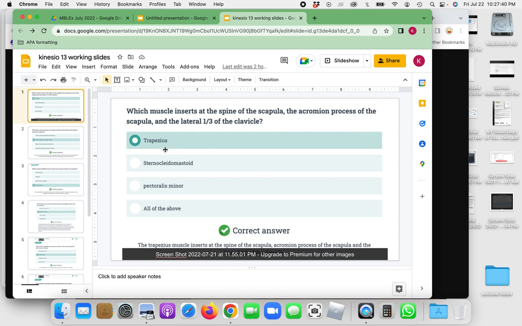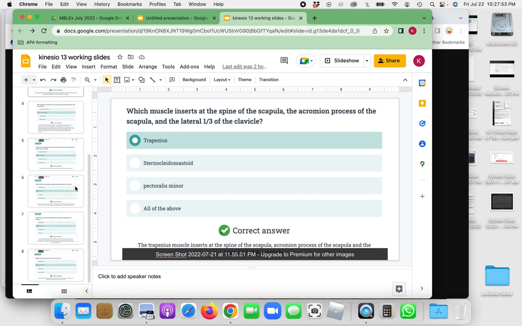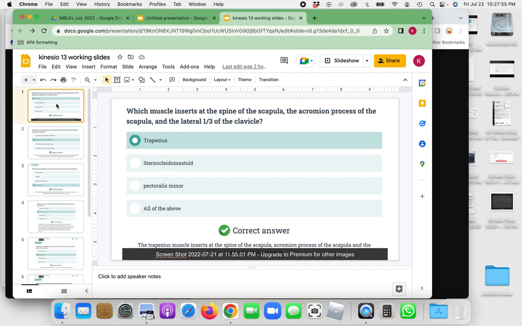I picked out some of the more confusing questions from the kinesiology portion of the review. There are 13 questions in all, and the confusing ones that I picked out in total are about 7 or 8. So let's start going over them.